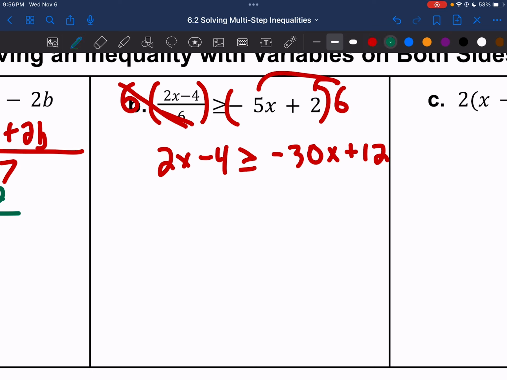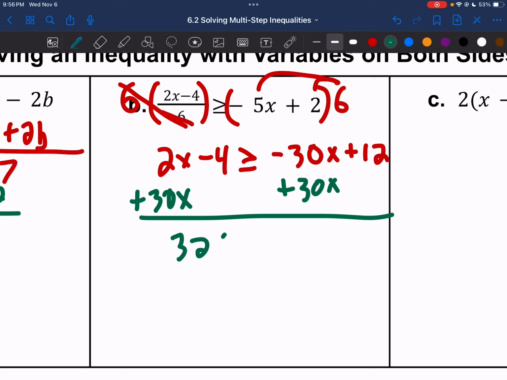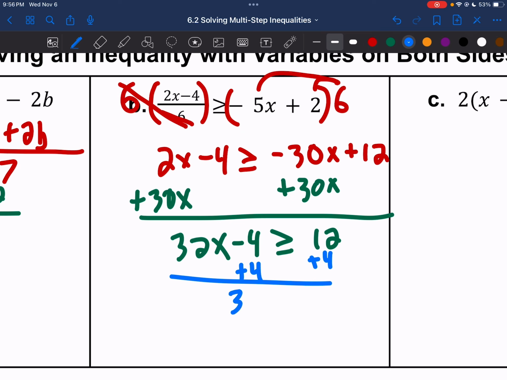All right, now where do I want to move? I want to move my x's to the left side so that I can make them positive. So we have plus 30x on both sides. So we have 32x minus 4 is greater than or equal to 12. We add 4 to both sides of our inequality. 32x is greater than or equal to 16. And then we go ahead and we divide by 32 on both sides. And we get that x is greater than or equal to 1/2.